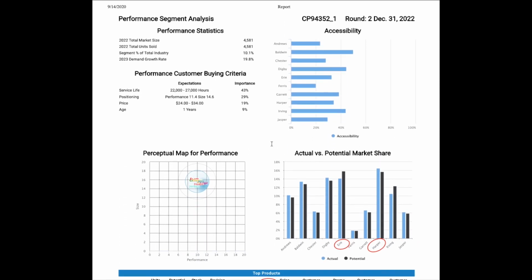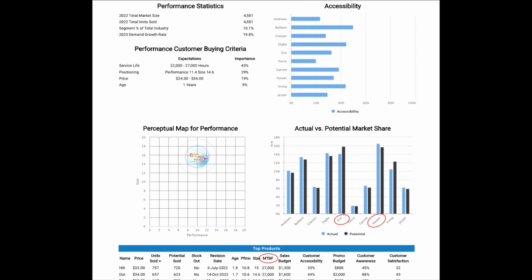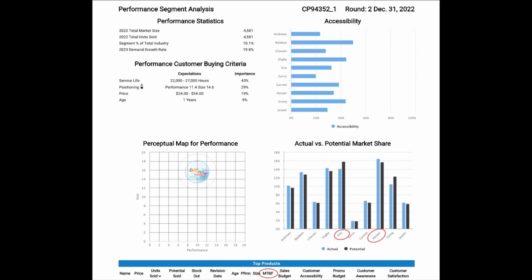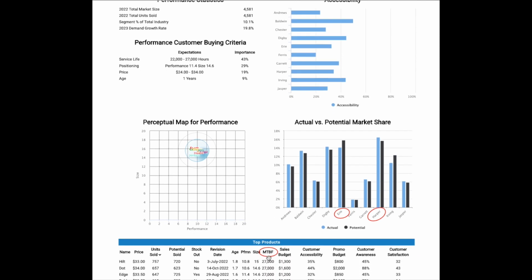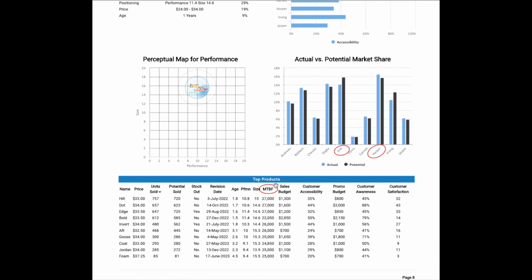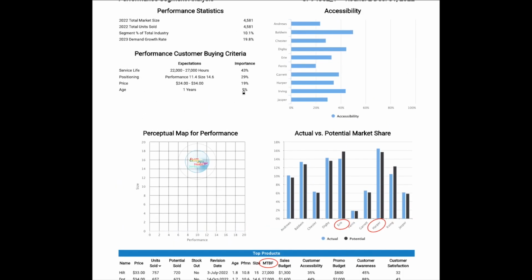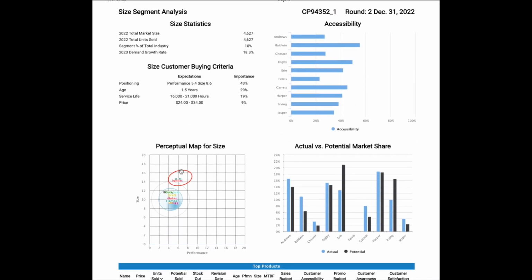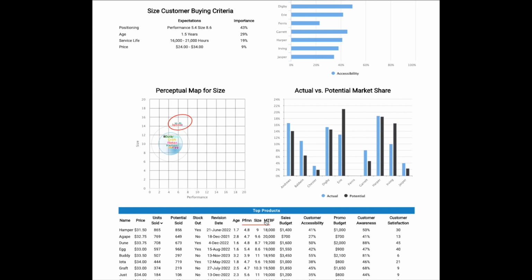So same thing for performance, and again, performance focuses on service life, which is MTBF here. Again, focus on these areas and the other things too, like positioning and things like that. Size. So those teams need to pay attention to your product because it's out of the line, right? Okay. The positioning is very important.